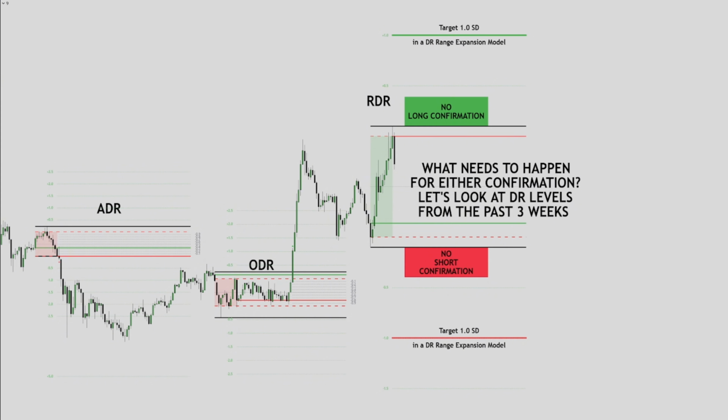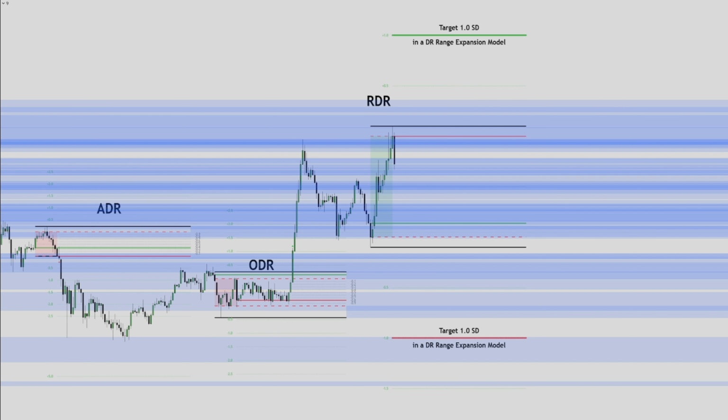We don't have any confirmation yet, so let's toggle on the previous DR levels and find possible barriers. For a long confirmation, price needs to break cleanly above this darker shaded area at the top of the range. We've already seen rejections from that area. Now the short side. What's standing between current price and a high probability short setup?